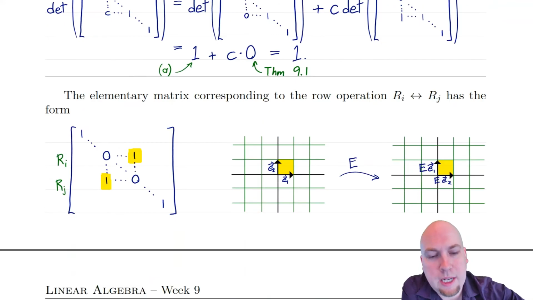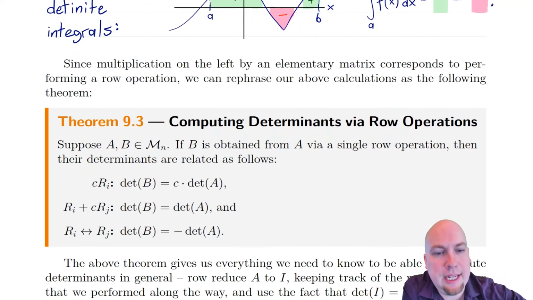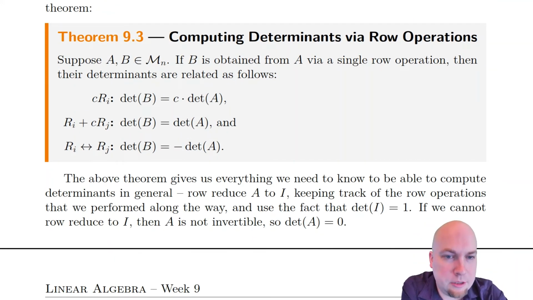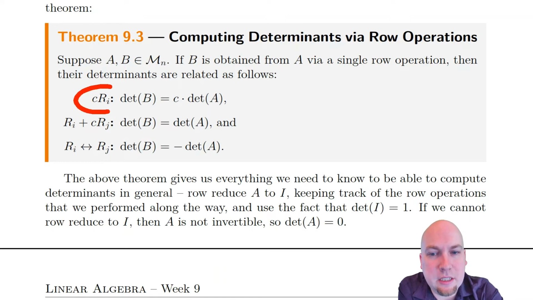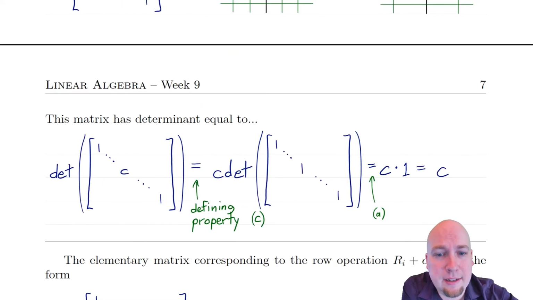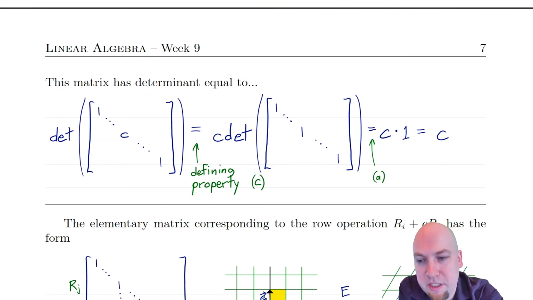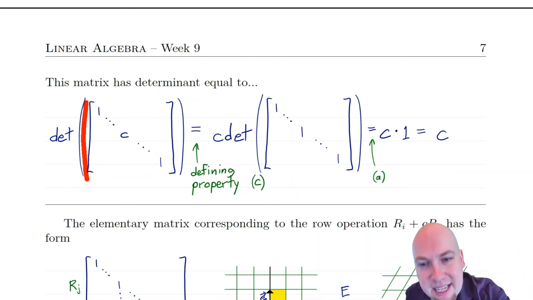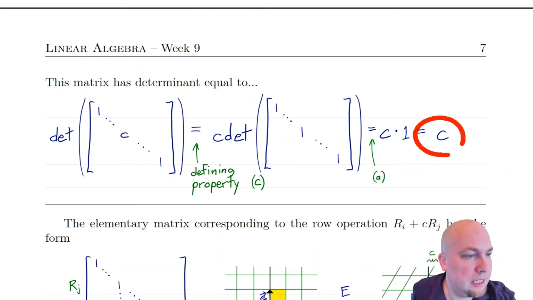In other words, what happens when you do an addition elementary row operation? You multiply the determinants by 1, so it doesn't change. If you do a scalar multiplication row operation, then the determinant gets multiplied by that scalar. And that corresponds to back at the very start, when we computed the determinant of the scalar multiplication elementary matrix, we found that its determinant was c. So if you multiply some matrix by this elementary matrix, you're multiplying its determinant by c.